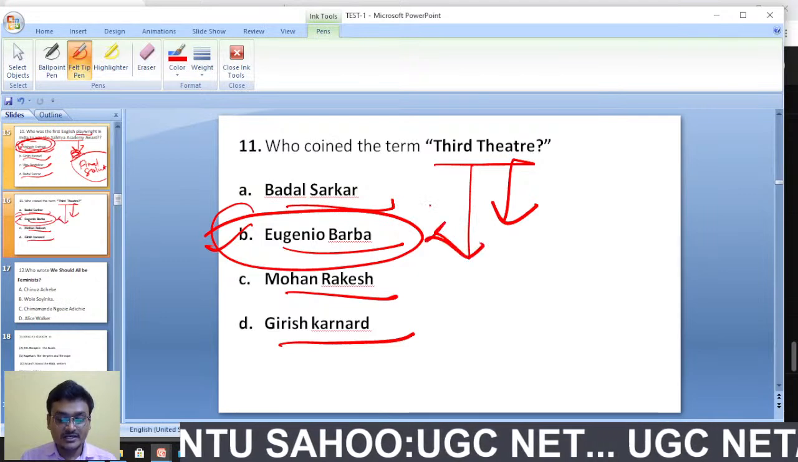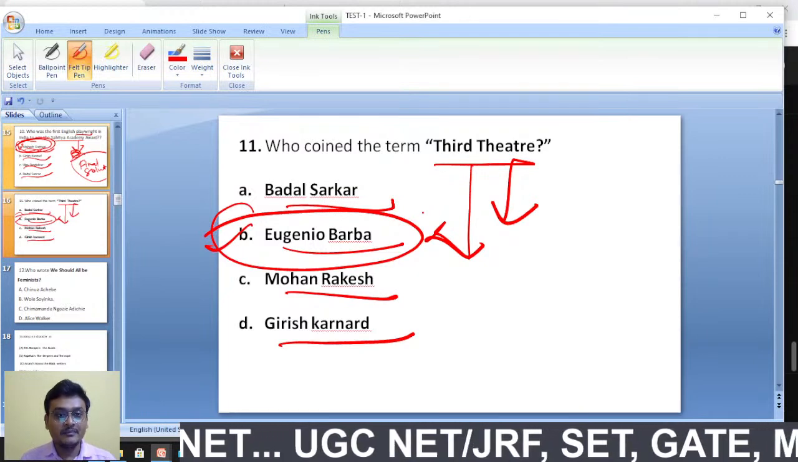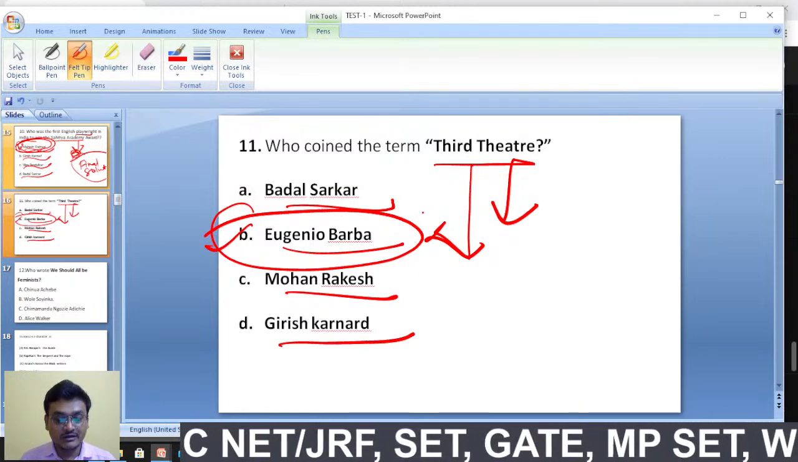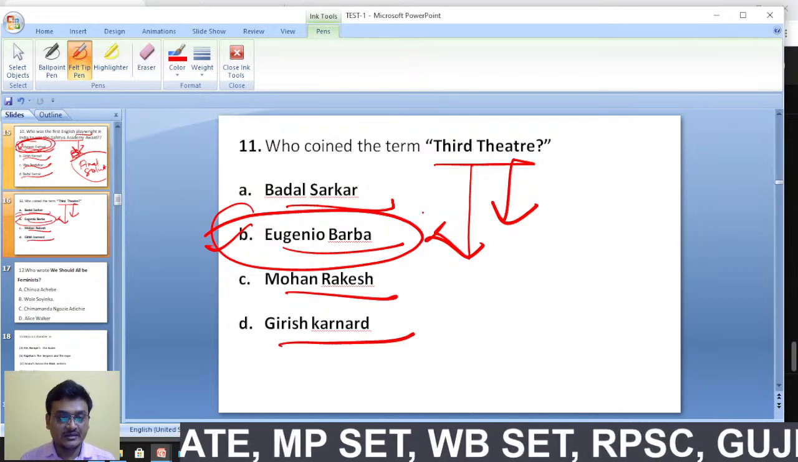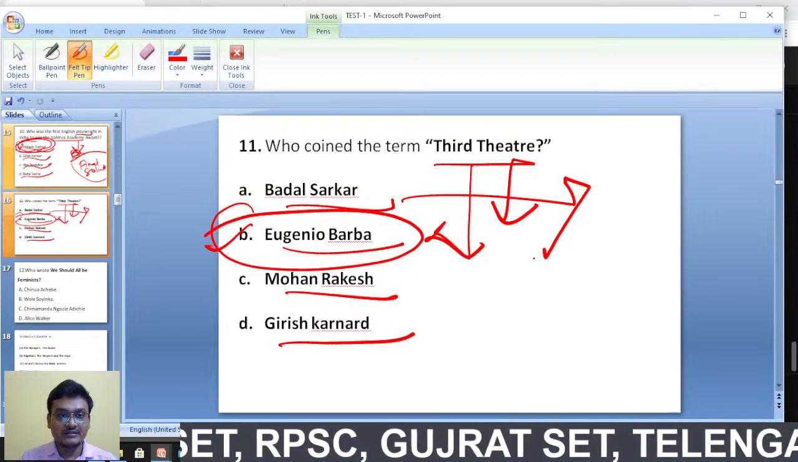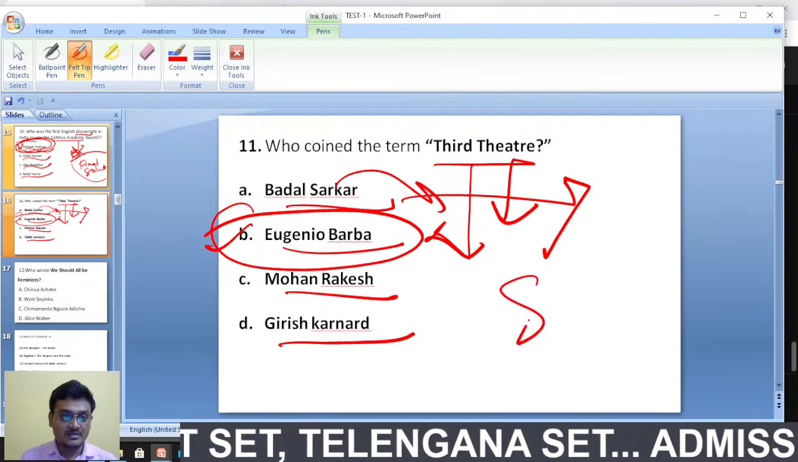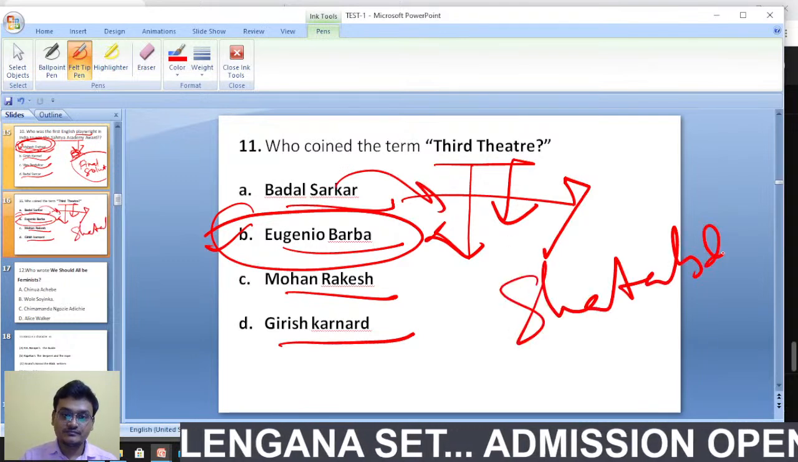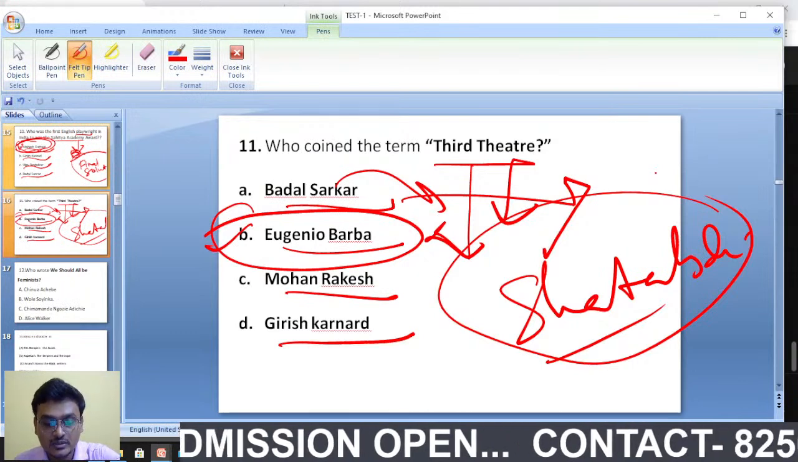It was popularized in India. Who coined the term third theater? It is Eugenio Barba who coined it. But it was popularized by Badal Sarkar. He translated his own theater company, Satabdi, into third theater. Badal Sarkar, Satabdi. Whereas Eugenio Barba has coined the term third theater. Next question.